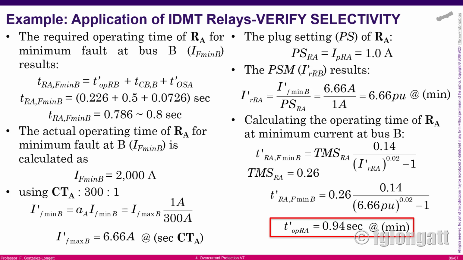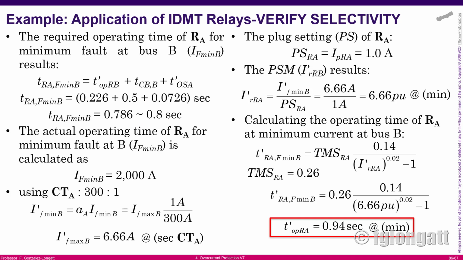I think you can see that the result here is that the operating time of the relay A is 0.94 seconds. This number is larger than the minimum operating time of 0.8 that we calculated here.